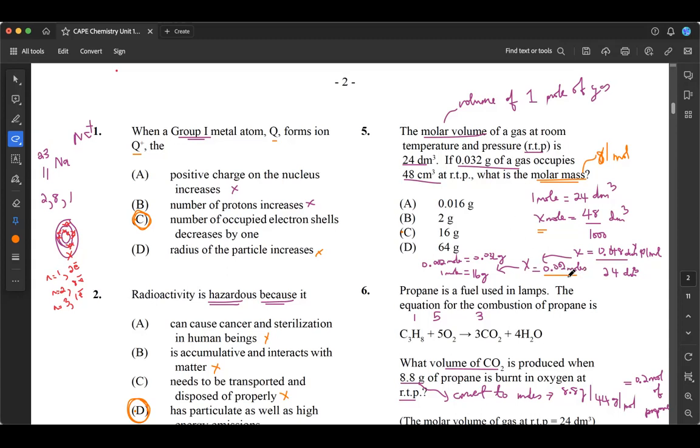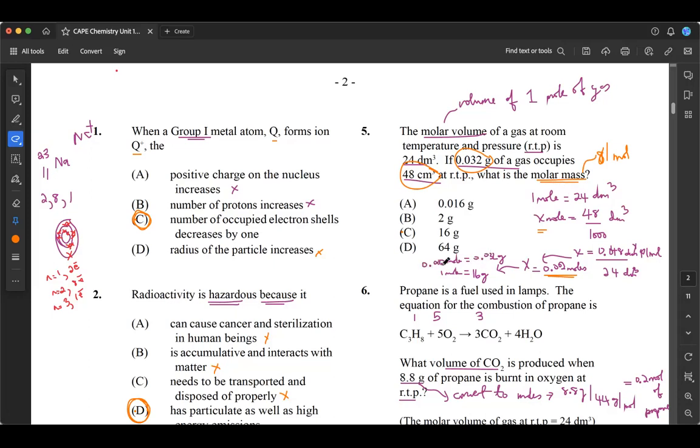And that 0.002 moles is equivalent to 0.032 grams, because they told us that that's what that amount of gas weighs, that occupies this amount of space. So we know that the 0.002 moles that we calculated corresponds to that 0.032 grams. So now, what would be the mass of 1 mole? Because we need to find the molar mass.